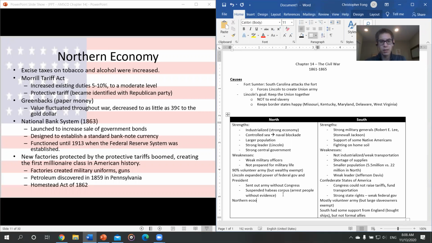So the Northern economy booms during the war. Part of that is because we have increased tariffs, which protect new factories. And then we have a national bank system, which provides stability, sells bonds.